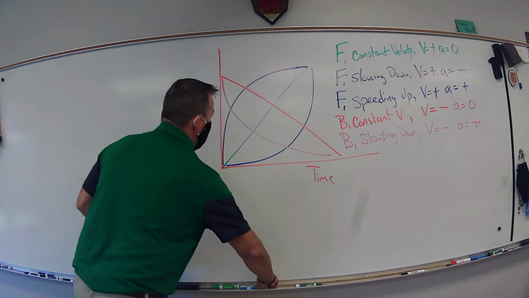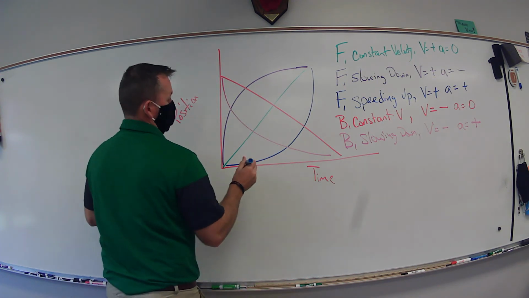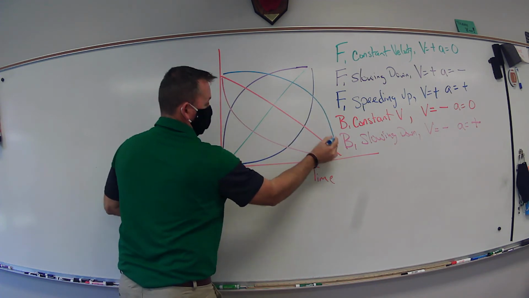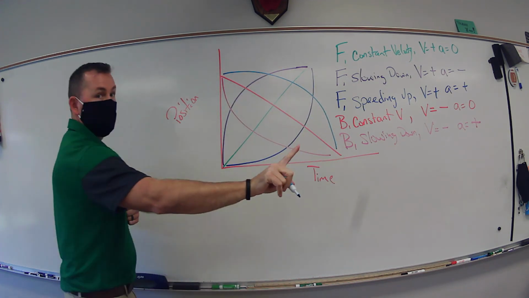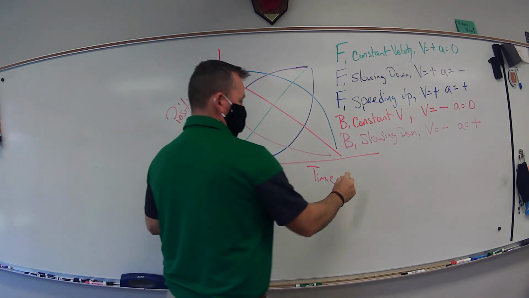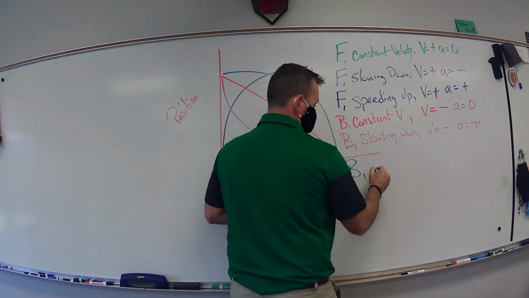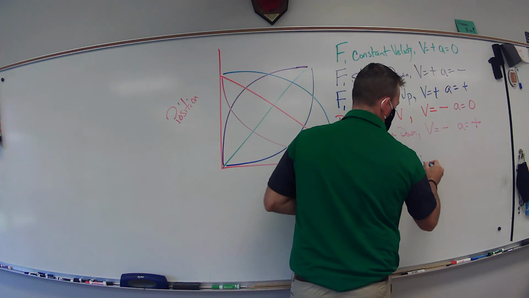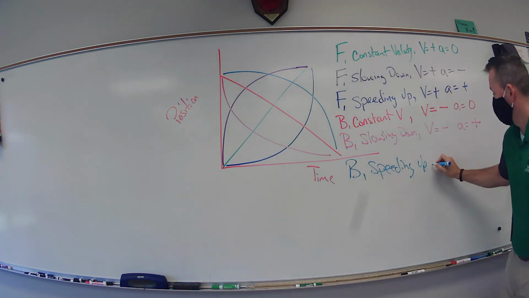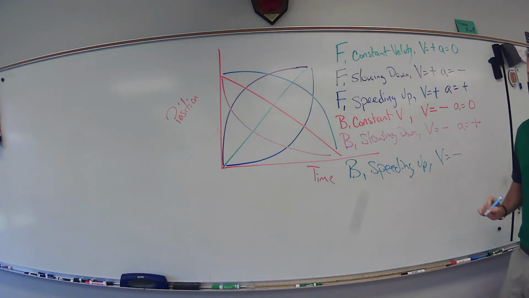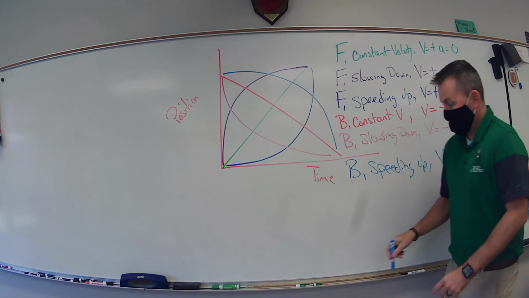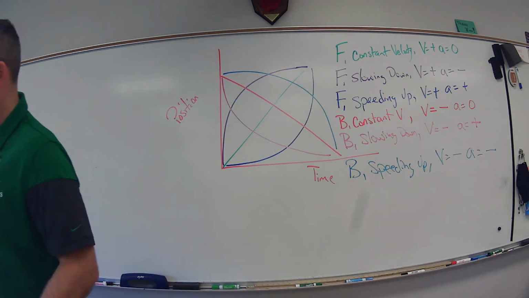And then last but not least is going to be this one right here. Now, see how that one's bending vertical? So this one is backwards, speeding up. So my velocity would be negative because it's going backwards. My acceleration has to be the same as my velocity, also negative, because it's speeding up.